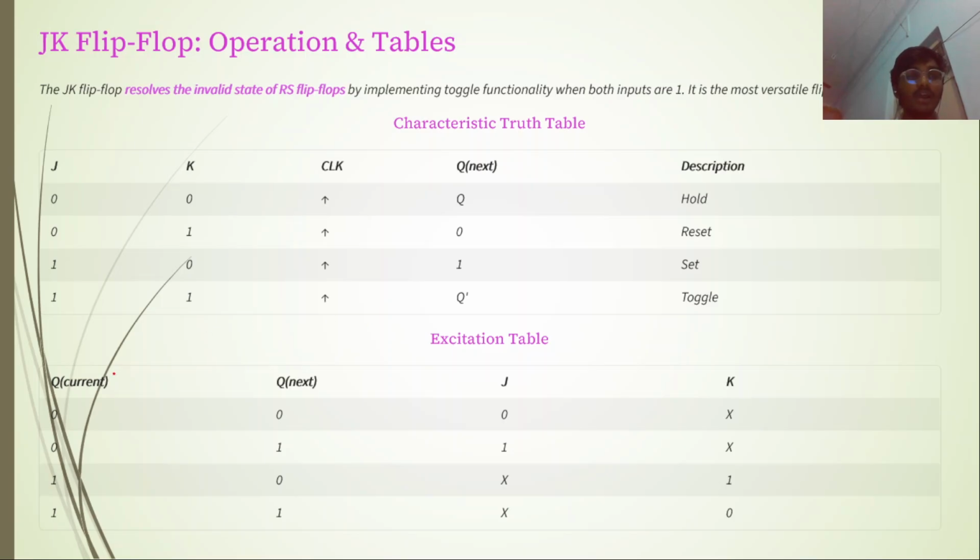Next, the excitation table. Current and next states 0 0, 0 1, 1 0, 1 1 are the inputs, and the JK flip-flop outputs are 0x, 1x, x1, x0. Here x represents both 0 and 1 cases. When current and next state are both 0, then JK gives 0 0 or 0 1. Like that, 0 1 gives 1 0 or 1 1. 1 0 gives 0 1 or 1 1. 1 1 gives 1 0 or 0 0.